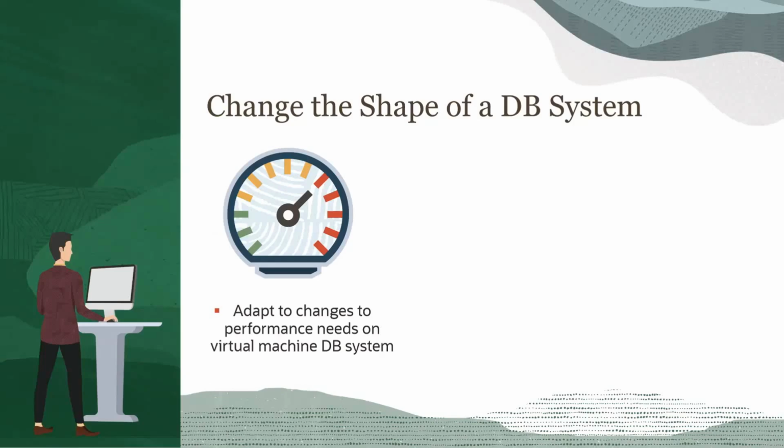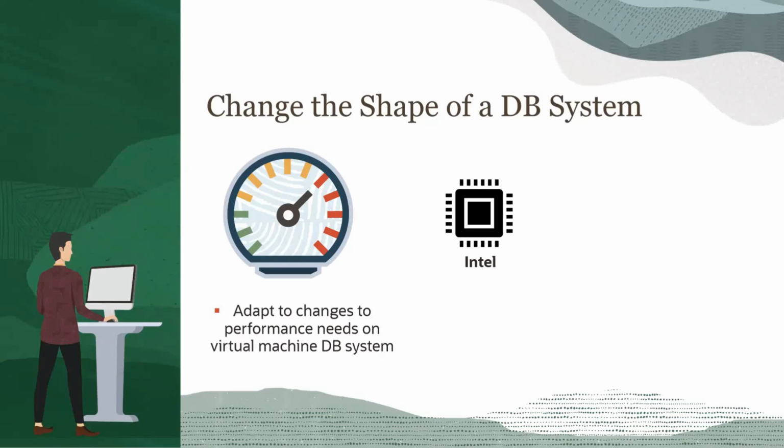After you provision a virtual machine database system, you can change the shape at any time to adapt to the changes in performance need. Changing the shape doesn't impact the storage available to the database system. However, if your new shape does have a different processor, it needs to be addressed that you now have different memory and different network bandwidth because of the different shape.